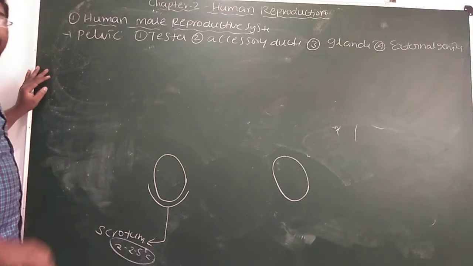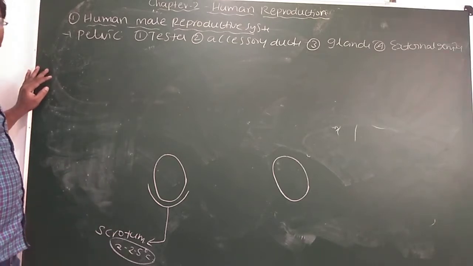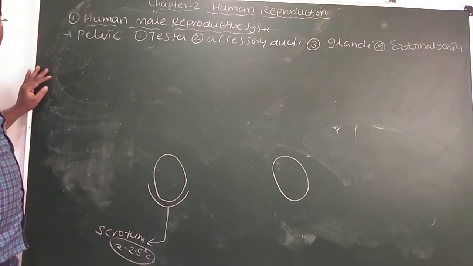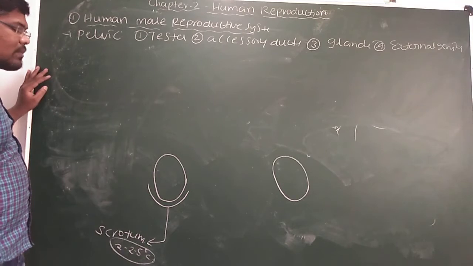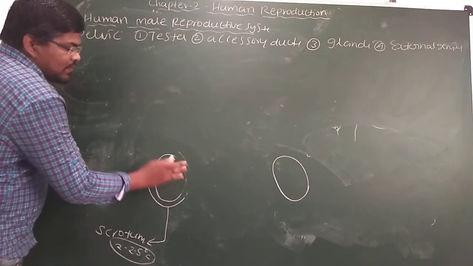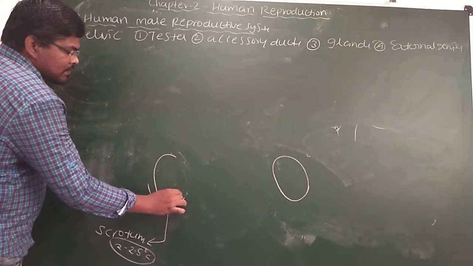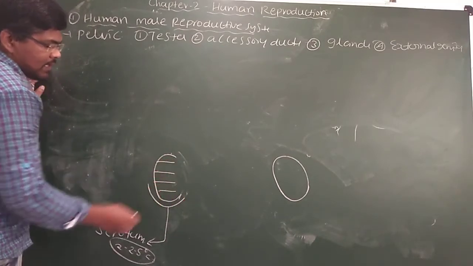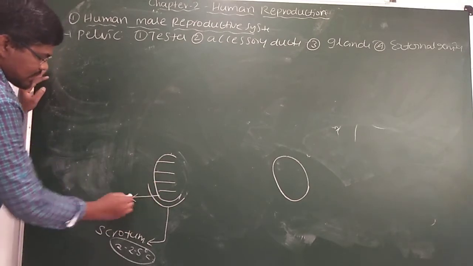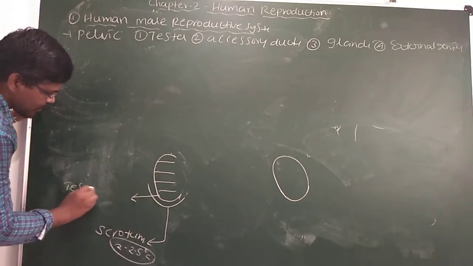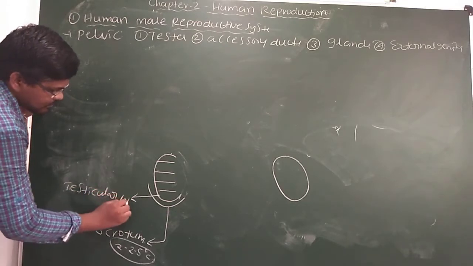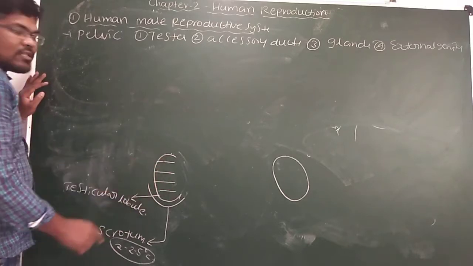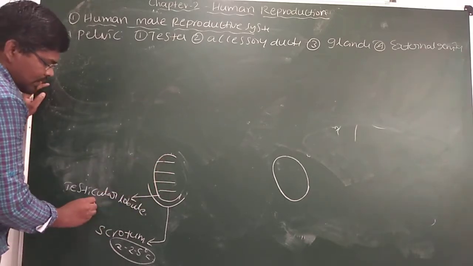What is the use of maintaining low temperature? This temperature is required for spermatogenesis. Hence, scrotum helps spermatogenesis by maintaining a lower temperature than the body temperature. After that, the testis is divided into compartments. Each compartment or locule in the testis is called a testicular lobule.